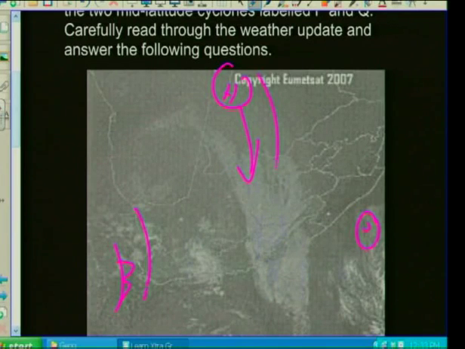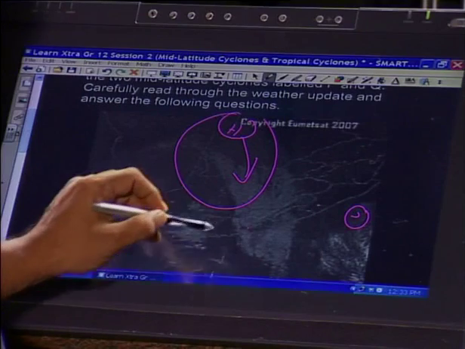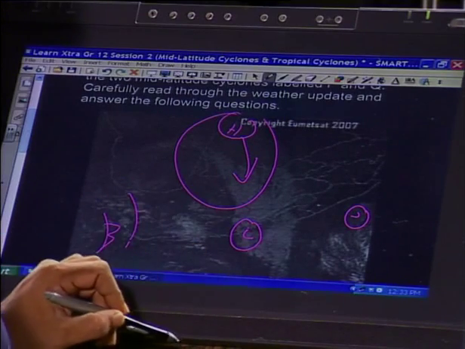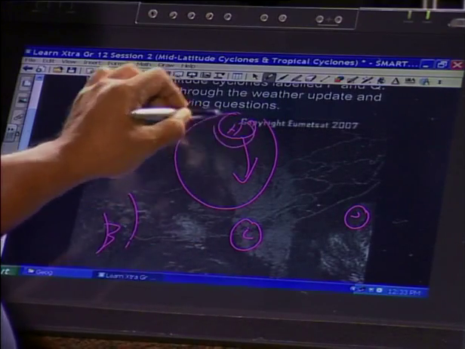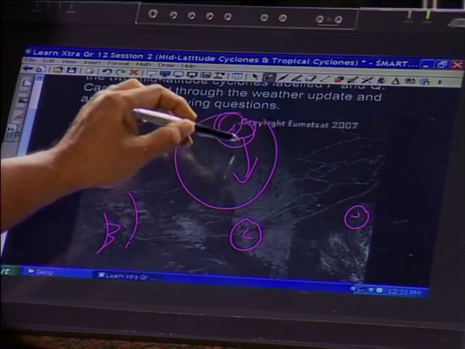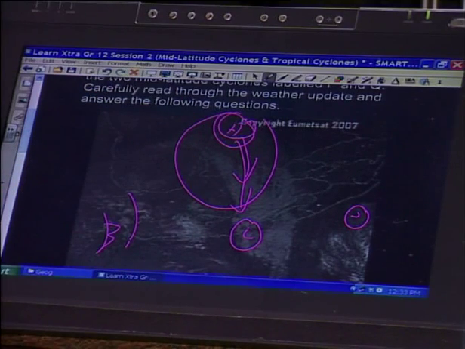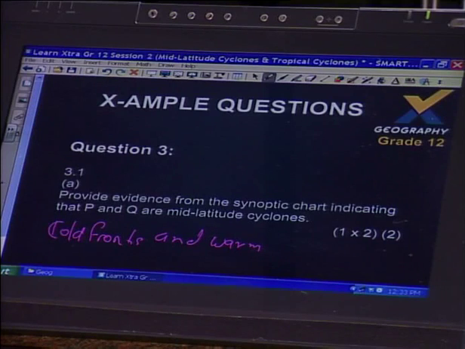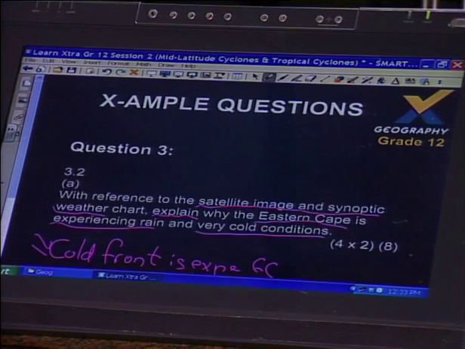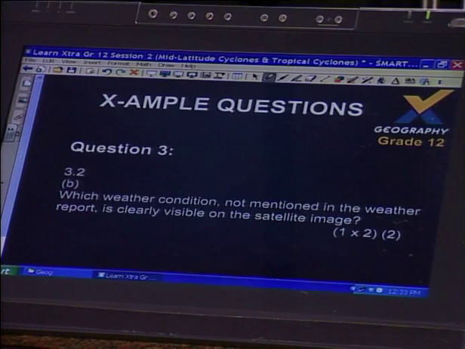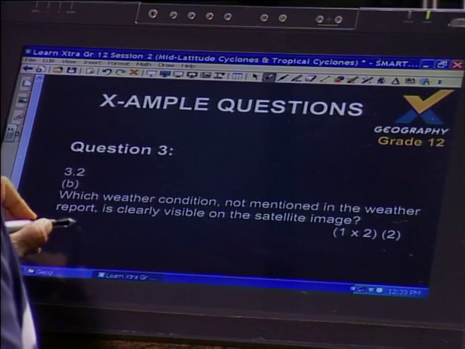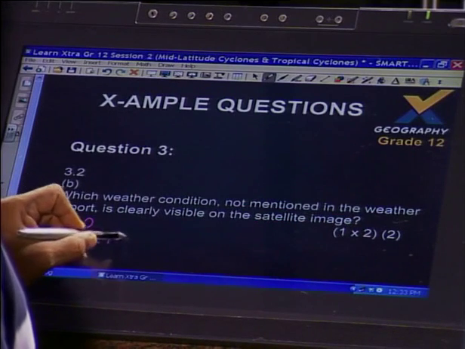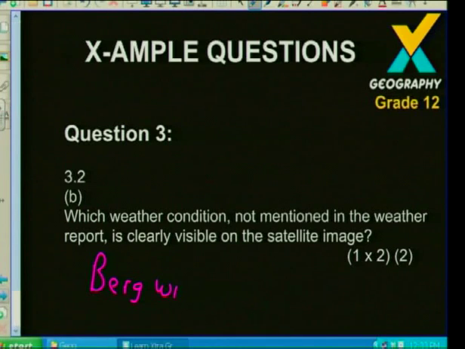But the ideal situation here is there's a cold front hitting the coast, so there's a coastal low there, you understand? And there's a high pressure system down here, which could result in your berg wind conditions. Okay. All right. So I could even put berg wind conditions here. Berg wind.